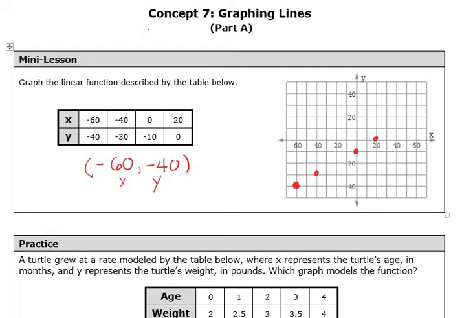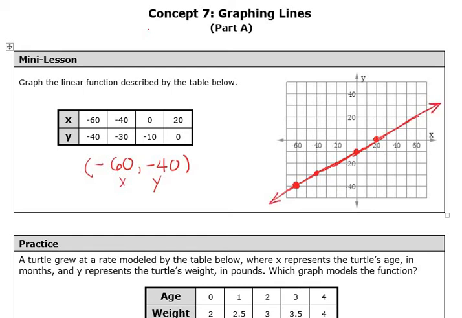Alright, I plotted all the points, but I'm not done yet. This graph describes a linear function. I want to graph the line, so I'm not just going to graph these points, I'm going to graph all the points in between. Notice that, since I did a good job, all the points line up. So I can draw a line straight through all the points. That's my linear function right there.